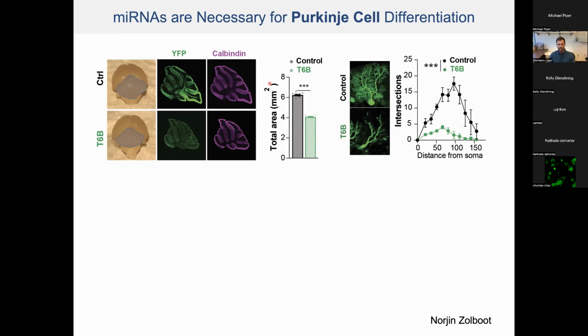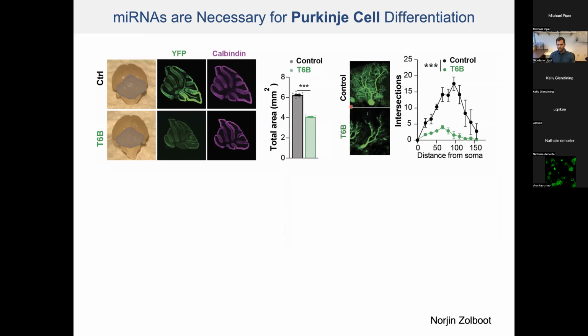You can see here in normal cerebellum, this is a sagittal slice of the cerebellum. This is what it should look like. And this is when we block microRNAs. You can see by eye, it is a lot smaller. We can quantify it. This entire area of these slices is 30% smaller. Keep in mind that Purkinje cells are less than 10% of the cerebellum. So this is a very dramatic effect.